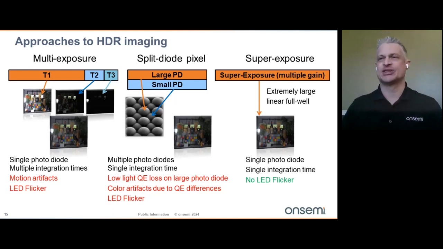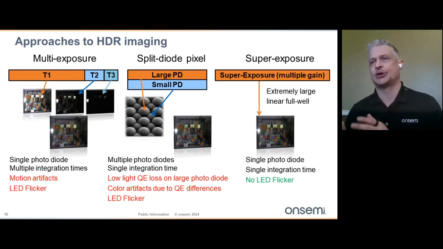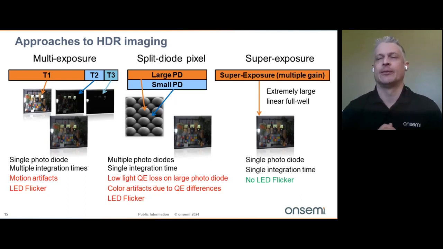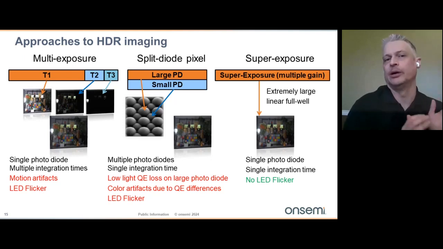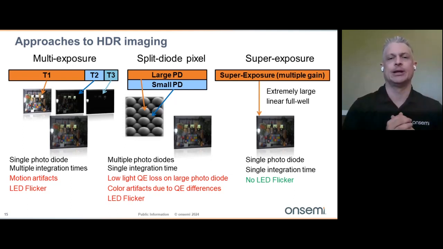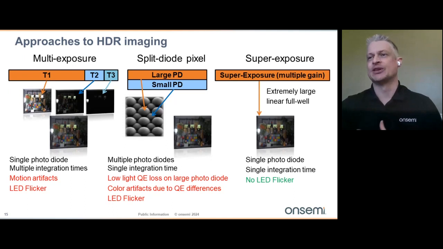The final approach, and I think this is where the market is going, is what we're calling the super exposure. This is where you have an extremely large full well capacity pixel, done by effectively adding a capacitor next to the pixel to increase the charge that it's allowed to store. So now you really extend your dynamic range, and because of the large full well capacity, you can expose that pixel for a long enough period of time. Without oversaturating, you're able to account for all the different LED duty cycles and frequencies. So this is, I think, the approach that the market will inevitably move to.